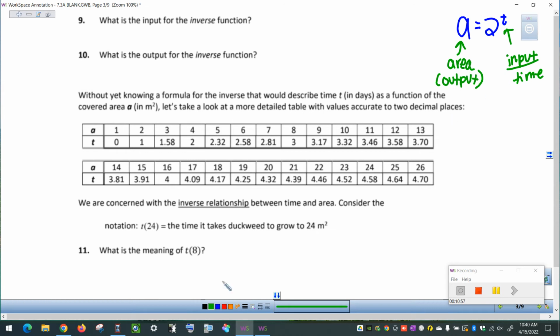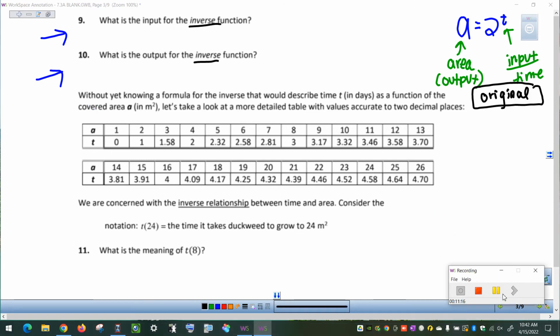Okay, so transitioning now to start to think about the inverse, I'm going to have you go ahead and answer questions 9 and 10. So you're going to be thinking about what would the input be for the inverse of this function, and what would the output be? All right, Simone, what did you say for the input of the inverse? Area.